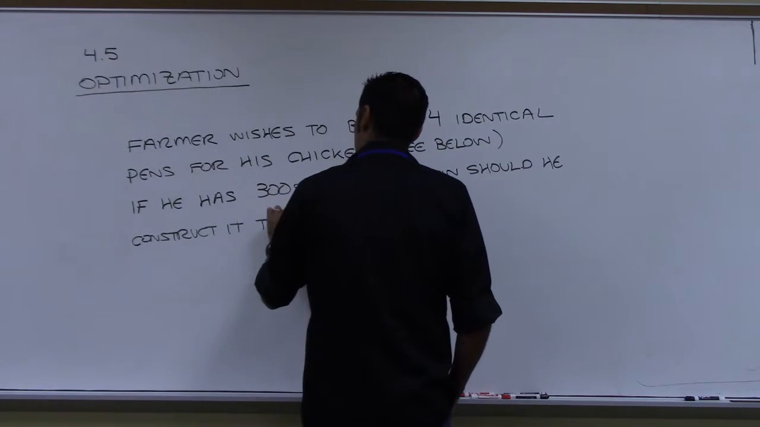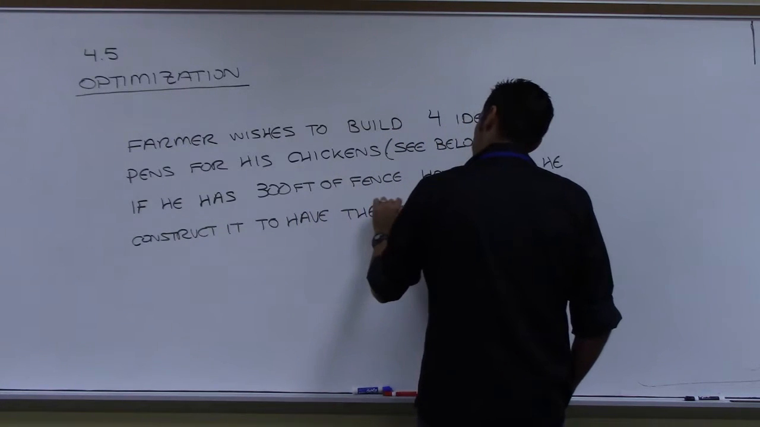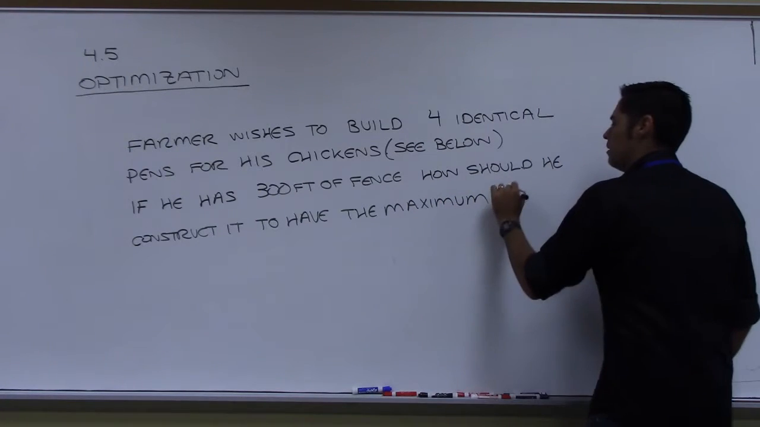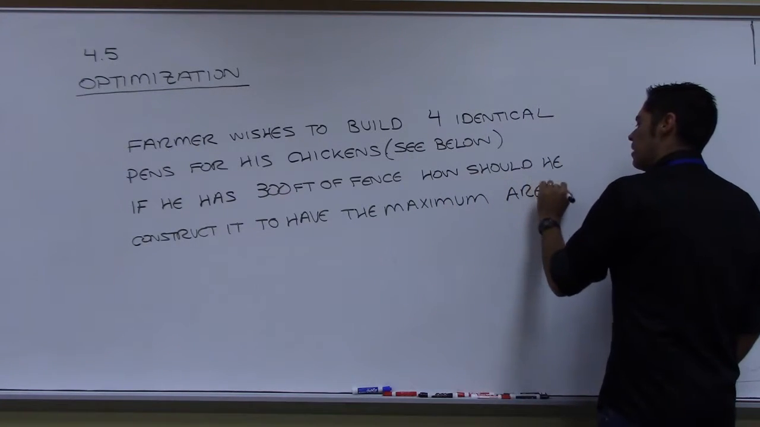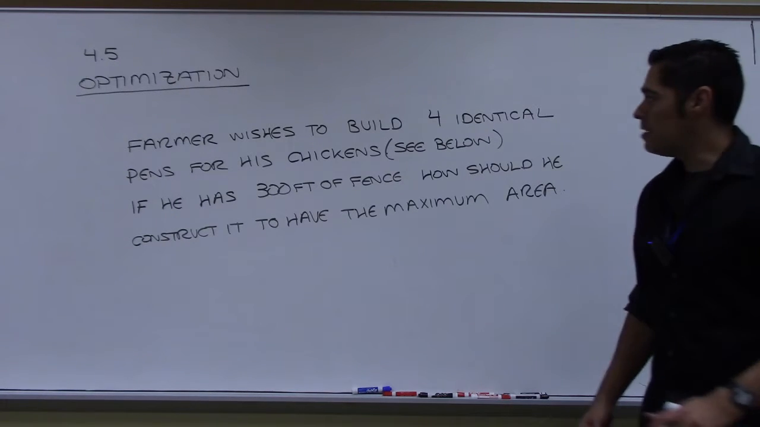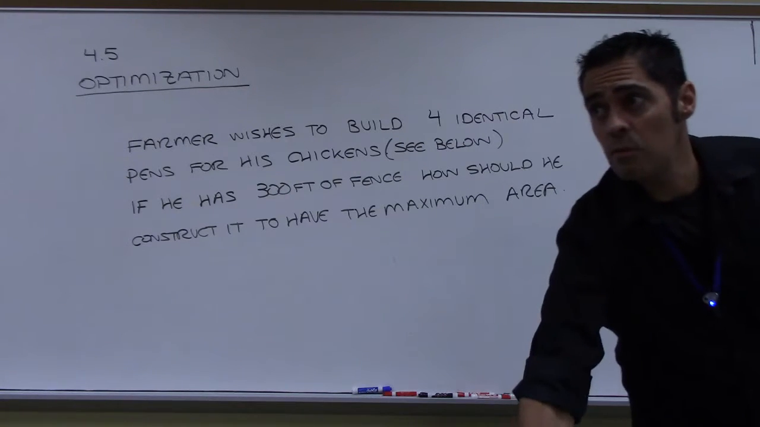to have the maximum what? What do you think? Area. Yeah. He's got 300 feet of fence. He wants to give these chickens some room, right? To spread their wings a little bit, move around. And so he's going to build this in a way that each of the pens has the most possible area that he can get out of the 300 feet of fence. Does everyone understand the word problem?